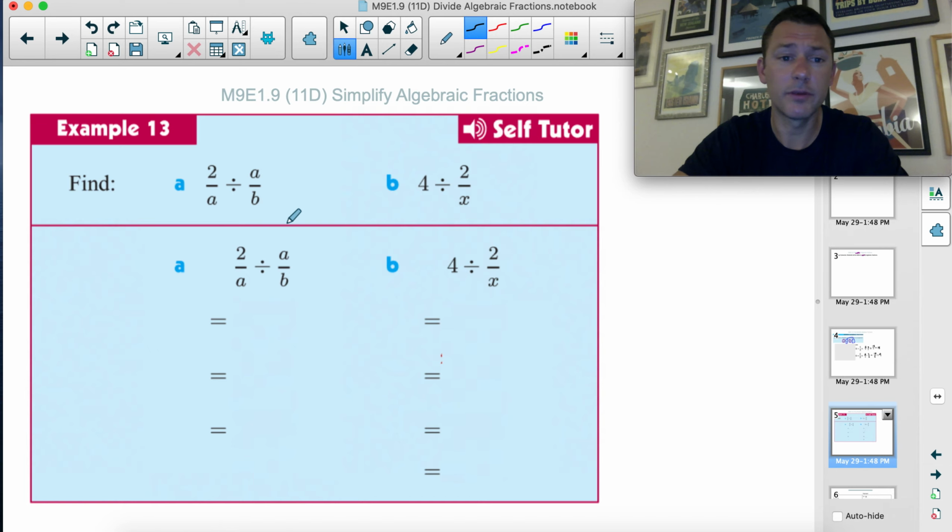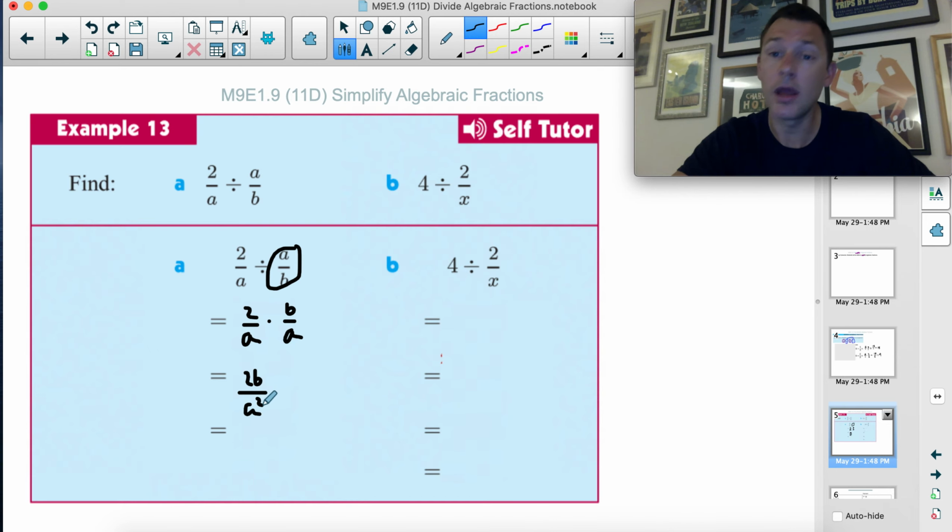So, 2 examples. Maybe you want to pause me and try it, maybe you want to walk through it with me. But here's a 2 over a divided by this other fraction. I'm going to keep that original fraction and multiply by the reciprocal of this one, b over a. Multiply everything in the numerator, 2b, and everything in the denominator, a times a is a squared, and that simplifies into nothing, right? This is 2 times b and a times a. There's no common terms in the numerator or the denominator, so we got to leave it.